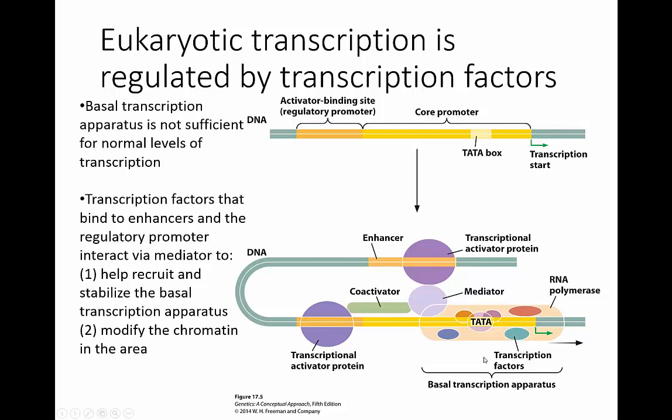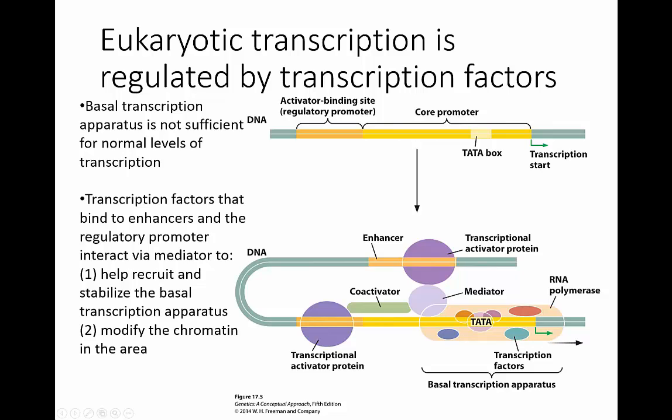And we have this region called the basal transcriptional apparatus. This is what is required for all transcription to occur. But that's really not enough all by itself for transcription to occur at high levels. In addition to the basal transcription apparatus, we also need other binding sites for transcription factors. And transcription factors do two main things.